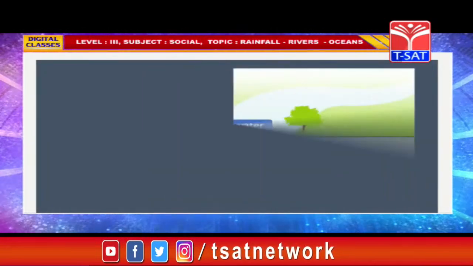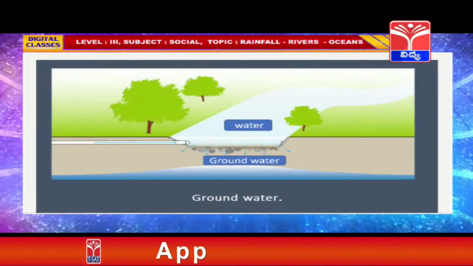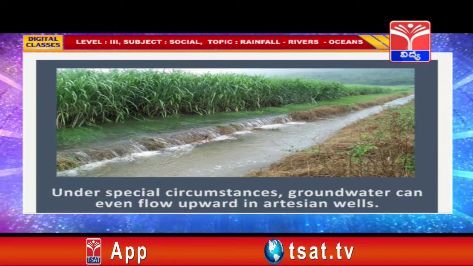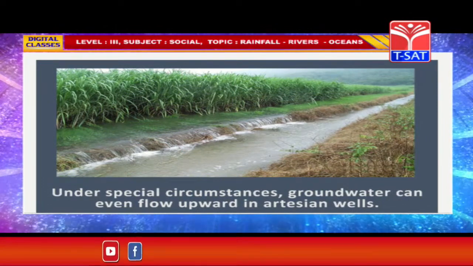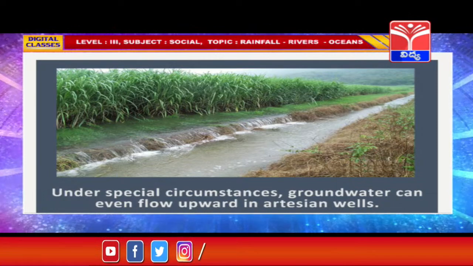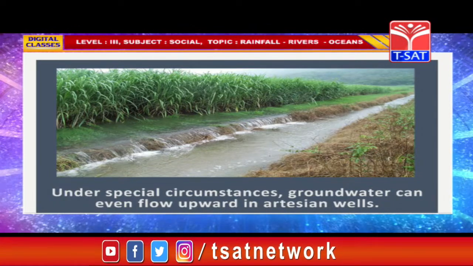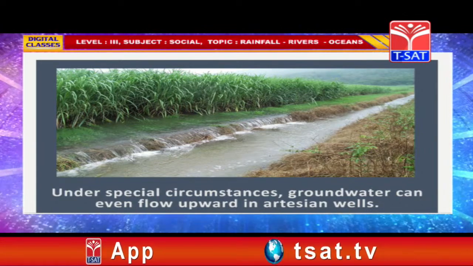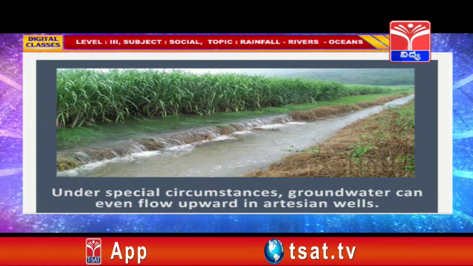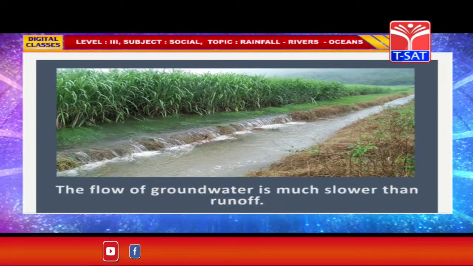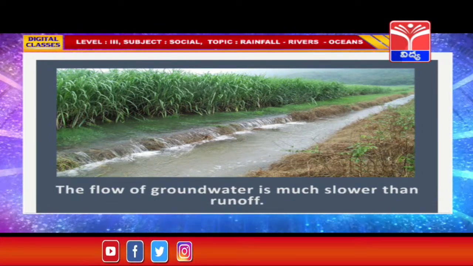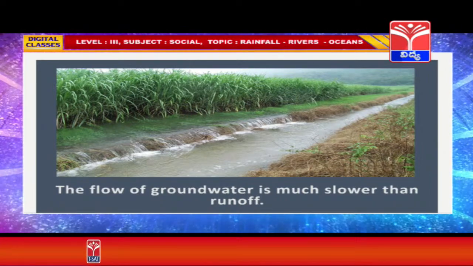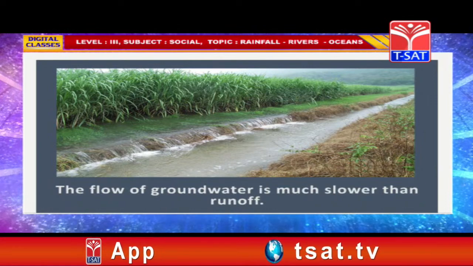The water which falls on the flat surface goes under the ground, and that is called groundwater. Under special circumstances, groundwater can even flow upward in artesian wells. That is, you will be knowing about the bore wells from where we extract the water for our daily uses, and the artesian wells, that is the wells which were in the olden days for extracting the water. I am talking about those wells. And the flow of the groundwater is much slower than that of the runoff. That is, the water which is flowing from the higher surface will be a little faster, and the water which is flowing under the ground will be slower.